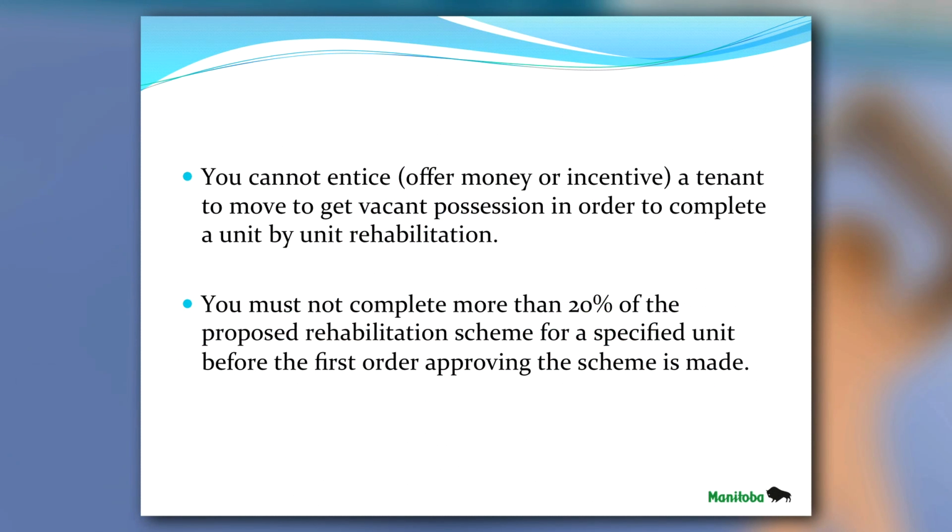So you can't entice or offer money or incentive to a tenant to move to get vacant possession in order to complete a unit-by-unit rehab. They have to have wanted that themselves. And you must not complete more than 20% of the proposed rehabilitation scheme for a specific unit before the first order approving the scheme is made.